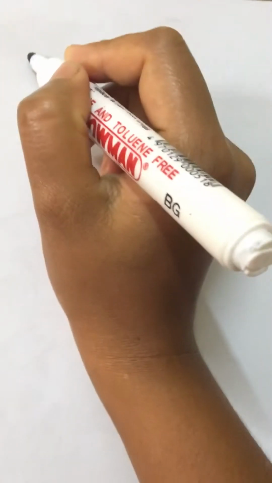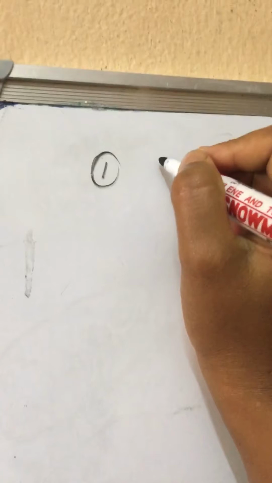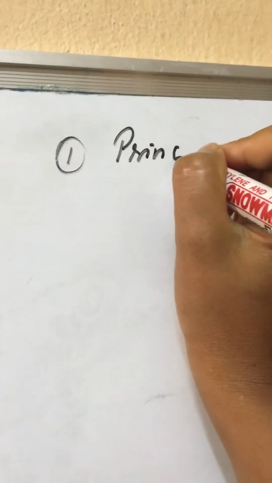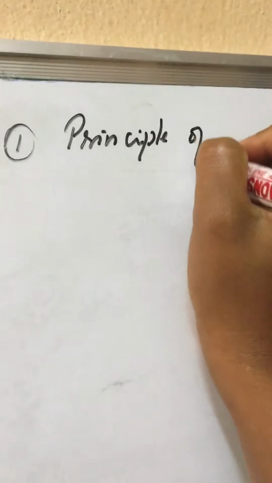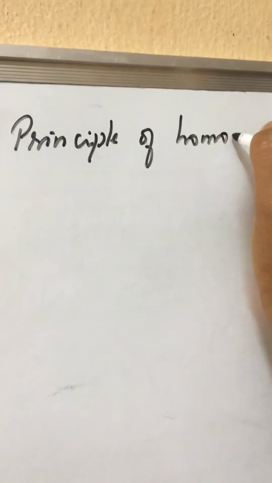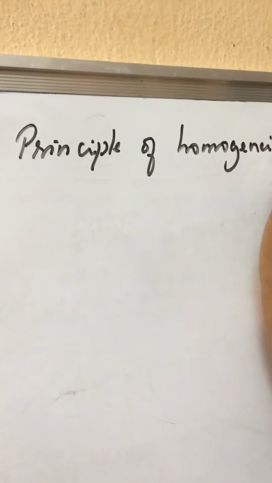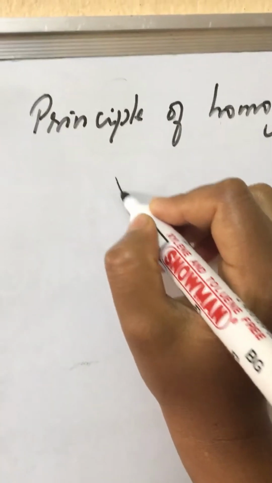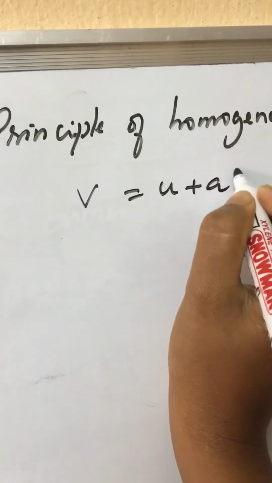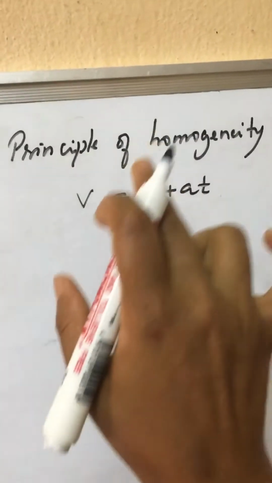Now coming to why we are studying dimensional analysis. Because it is useful. What are the uses? Number 1 is the principle of homogeneity. Suppose a given relation is there, like for example v equals u plus at. I can check whether this equation is correct or not.